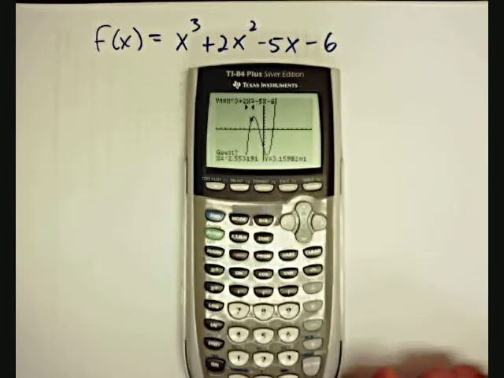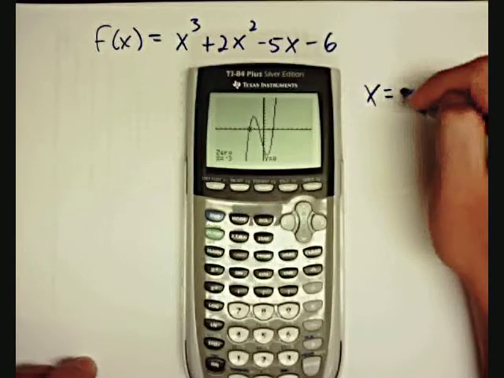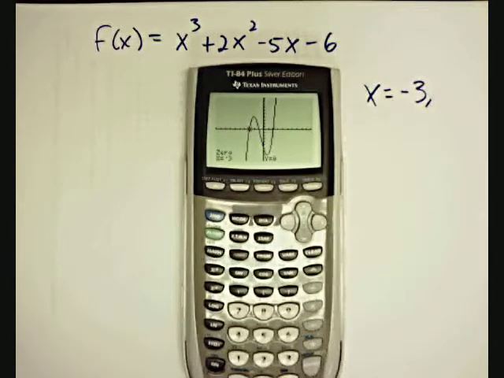And the method we're taking, when it says guess, you can just hit enter at guess. And so it tells me x equals -3 and y equals 0. So x equals -3 is one of our exact zeros.